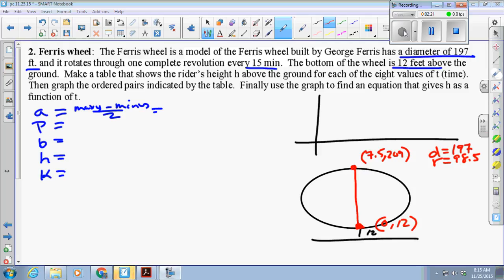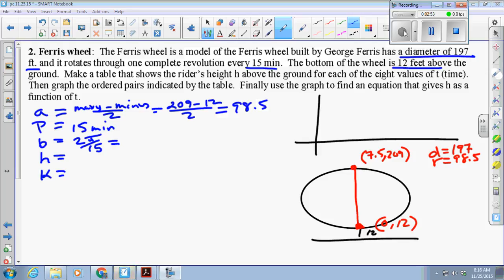All right, so back over to the amplitude, we've got 209 minus 12 divided by 2. Oh, look at that. It does come into play. We got 197 divided by 2 is 98.5 feet. The period we know is 15 minutes. The B value is 2 pi divided by 15. I would just leave it at that. We don't even need to go any further.